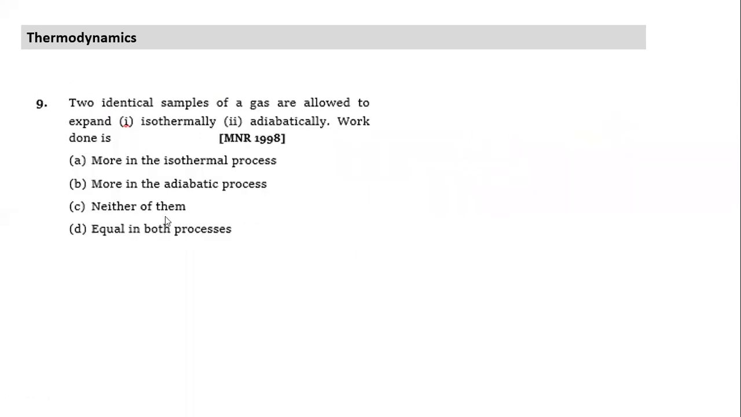Okay, let's answer this question a little quantitatively. Two identical samples are allowed to expand isothermally and adiabatically. In which case will work done be more or less? Can we compare the relative value of work done in adiabatic and isothermal expansion? If not, we can draw a figure, a PV diagram. Can we draw a PV diagram in this particular case? Expansion. So let's draw a PV diagram here.